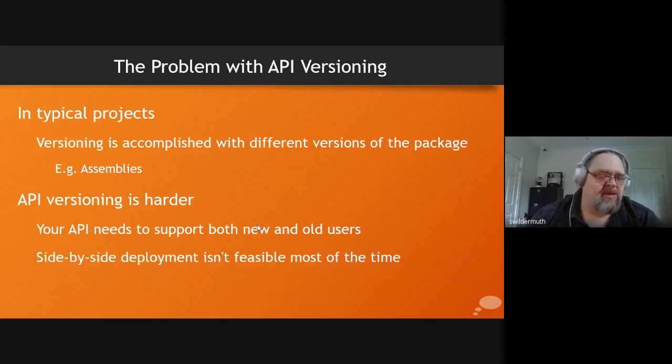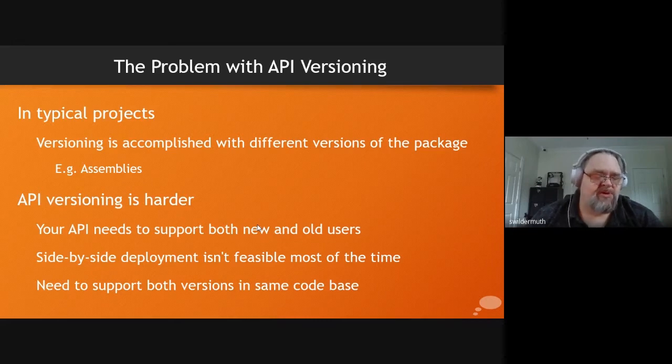You can do side-by-side deployment where you have two APIs for the two different versions, but usually that's not feasible because being able to figure out what version goes to which site can be problematic. And so the need ordinarily is to support more than one version in the same code base. The same app that is pushed to production should be able to support both.